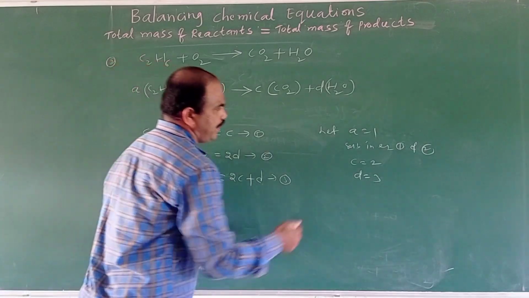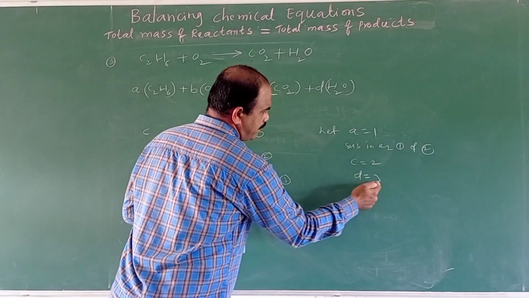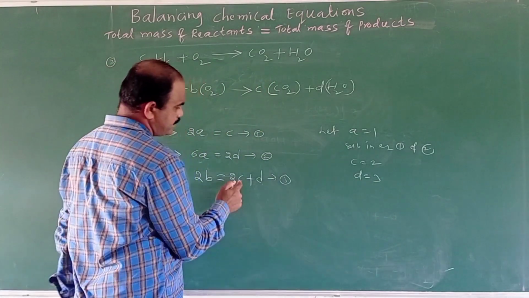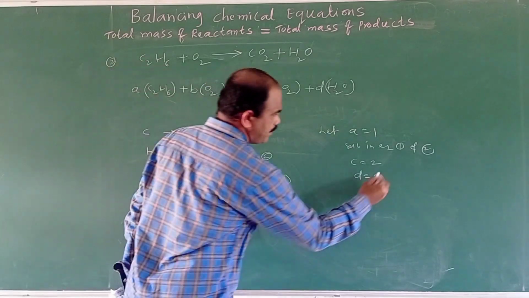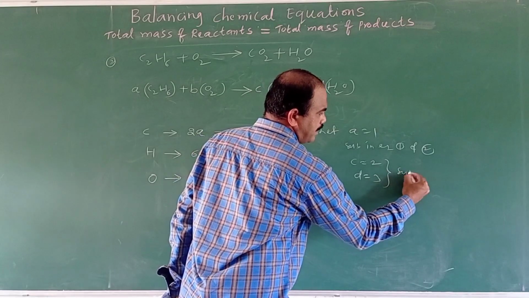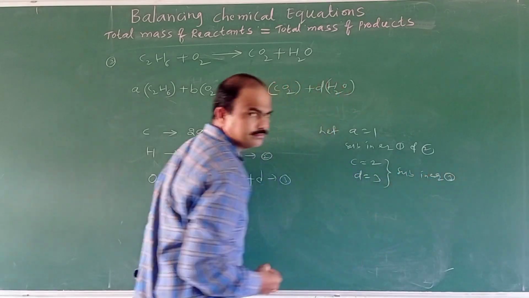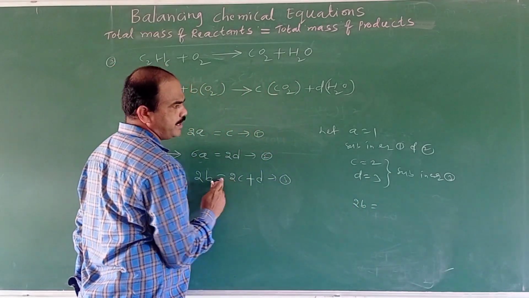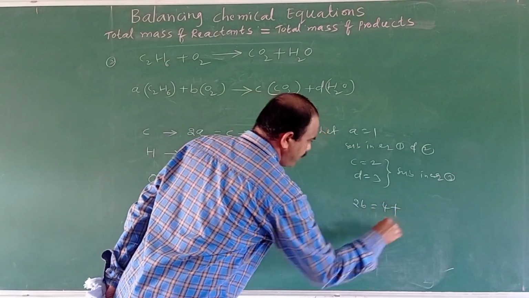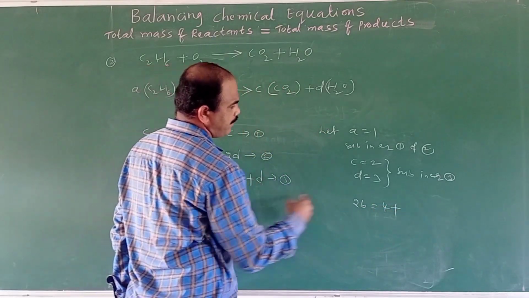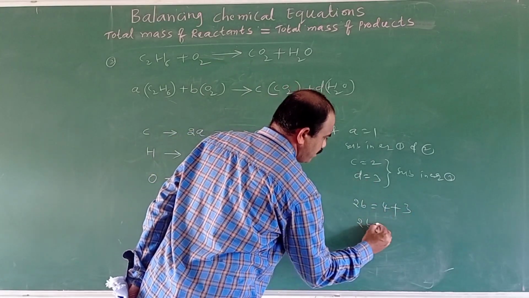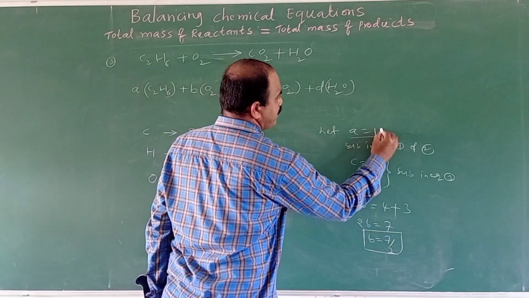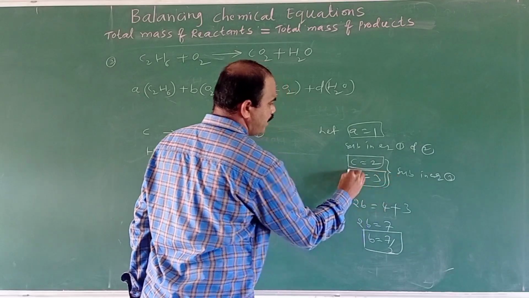Now you get A equal to 1 and C equal to 2 and D equal to 3, but you don't know the B value. So when the C and D values are substituted in equation 3, what you get is 2B equal to 2 into C, C is 2, so 2 into 2 is 4, plus D, which is 3. So 2B equal to 7 and B equal to 7 by 2. You get B equal to 7 by 2, A equal to 1, C equal to 2 and D equal to 3.